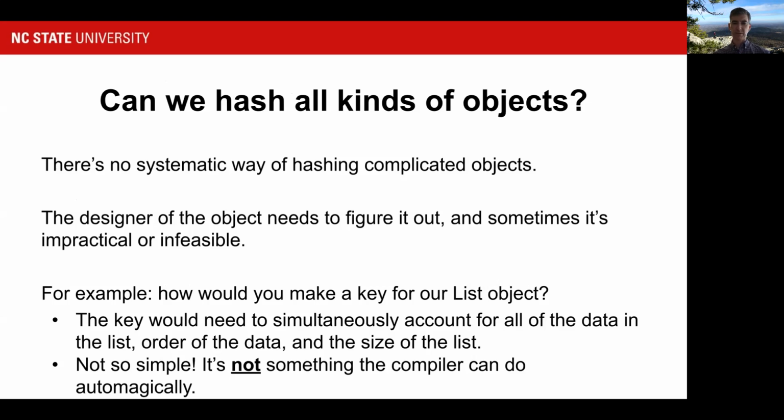Or even let's take something simpler. Let's say a linked list. Then the key would need to simultaneously account for all the data in the list, the order of the data, and the size of the list. And that gets pretty cumbersome to do. And maybe just not worth the time of a programmer to figure out what that hash function should be and whether it's going to work well in some context. Okay, so it's not always so simple. Primitive types, integers, strings, we can do very easily. Complex objects, sometimes we can do, sometimes we can't.